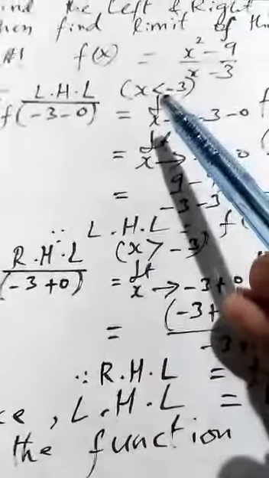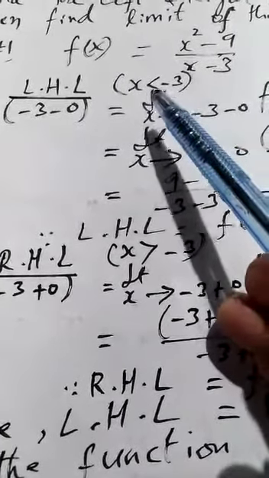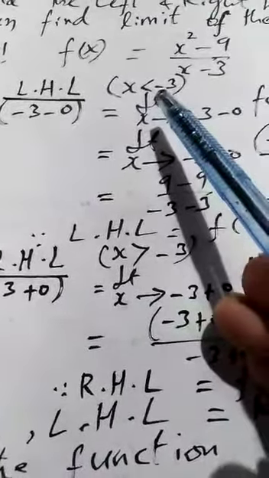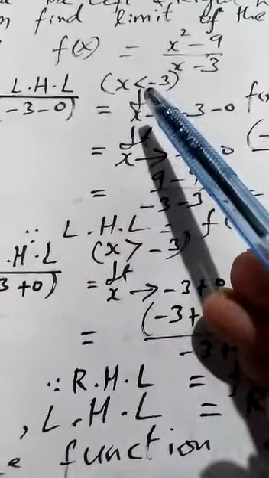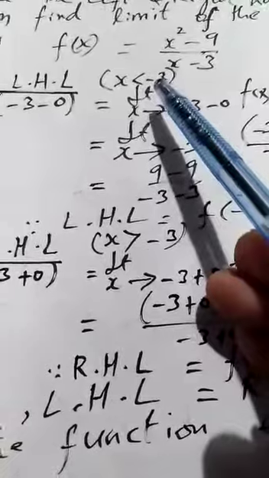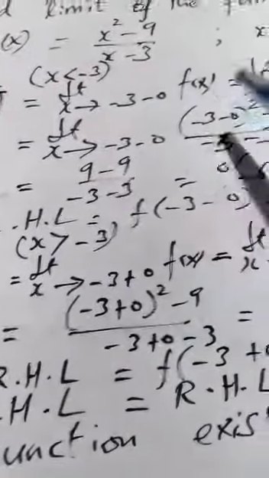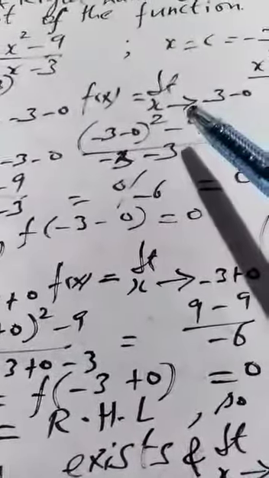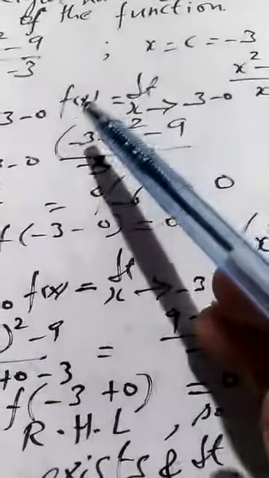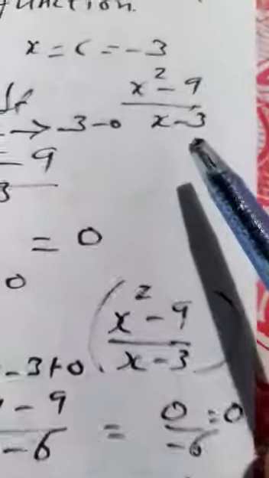लेफ्ट हैंड लिमिट का मतलब ये है कि आप -3 के लेफ्ट पे काम कर रहे हैं, यानी आपका जो वेरिएबल x है वो -3 से छोटा होगा, क्योंकि आप लेफ्ट साइड पे काम कर रहे हैं, आप लेफ्ट साइड से -3 को अप्रोच करना है. ओके, सो वी राइट f -3 -0 लिमिट x गोज टू -3 -0 f of x equal to limit -3 -0, put the value of f of x which is x square minus 9 over x minus 3.